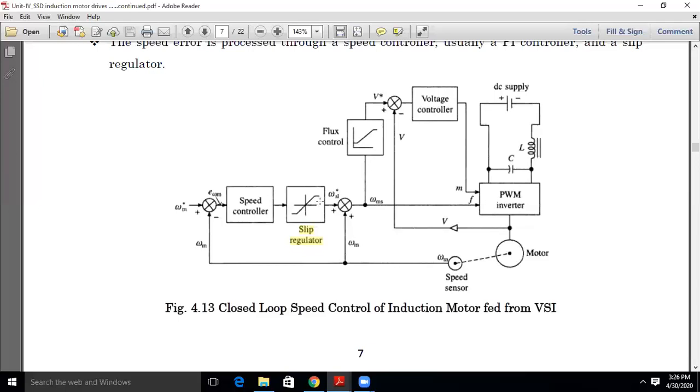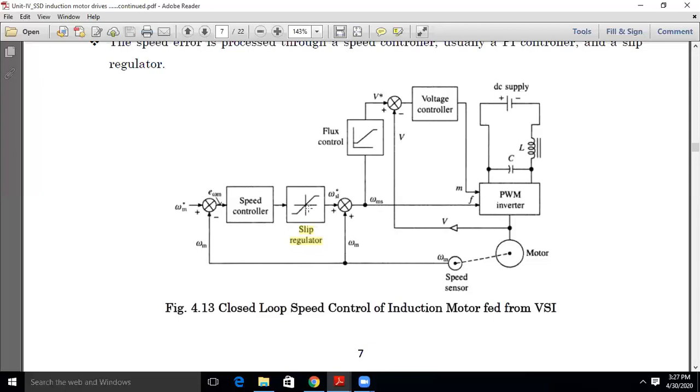Now, whatever slip value is produced here is passed through the slip regulator. We need to know why slip is produced here instead of voltage or current from the PI controller. Because the speed of the induction motor is controlled based on controlling a slip quantity. As you recall the expression, N_R equals N_S into (1 minus S), where N_R is rotor speed and N_S is synchronous speed.